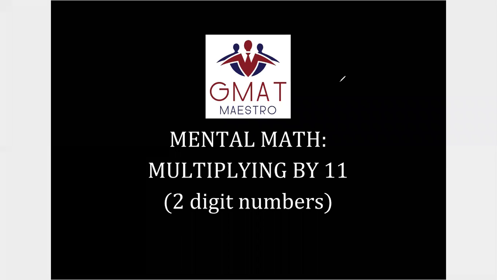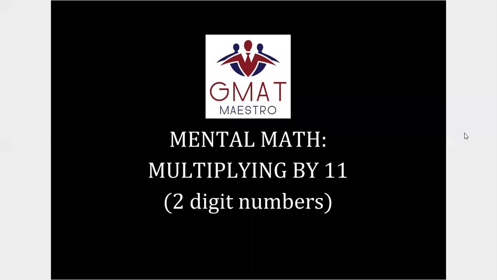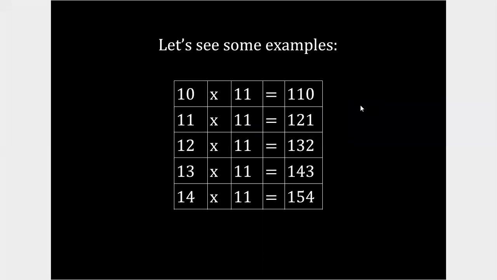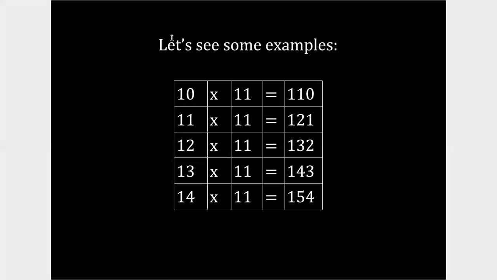Hello, this is Oliver. Today we are going to be talking about a mental math trick when it comes to multiplying two-digit numbers by 11. So let's take a look at some examples. You have 10 times 11 equals 110, 11 times 11 is 121, and so on.